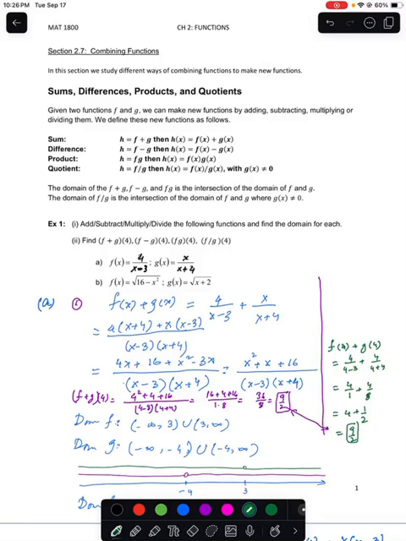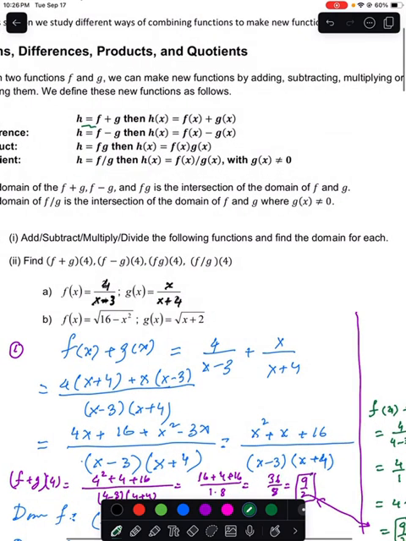Section 2.7, combining functions. So we can combine functions to form new functions. And how can we combine? We can add them, subtract them, multiply them, or divide them. So if you add, you will get a new function. Usually f plus g, we can call it h if you want, and f minus g, f times g, and f divided by g.